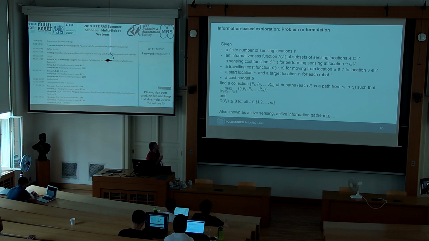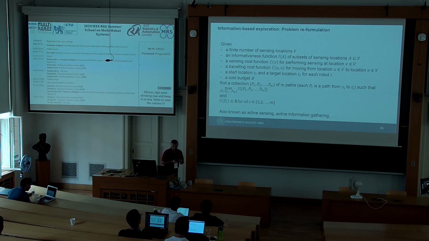So in the case of information-based exploration, we have this particular problem formulation in which we have a finite number of sensing locations that are called V. Then we assume to have some information function that, given a subset of locations A, this I of A will return a measure of how much information you can get from performing sensing from these locations. Then we have a sensing cost function, so how much it costs to perform sensing at a location. Then a traveling cost function, so how much it costs to move from a location to another location.